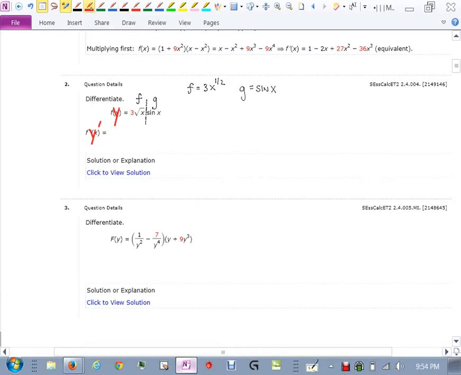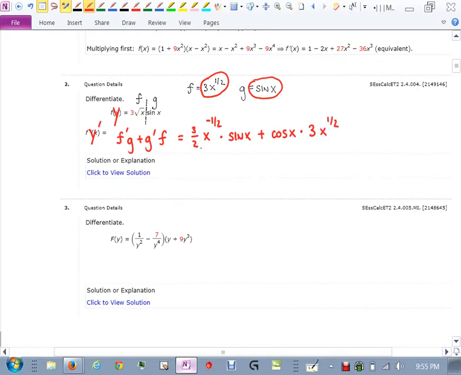So remember, the derivative, y prime, should be the derivative of f times g plus derivative of g times f. That's the product rule. The derivative of f, we're going to use the power rule, so the 1/2 comes out. We get 3/2, subtract 1, x to the negative 1/2, times g, which is sine x, plus the derivative of g. Derivative of sine x is cosine x, times f, which is 3x to the 1/2.